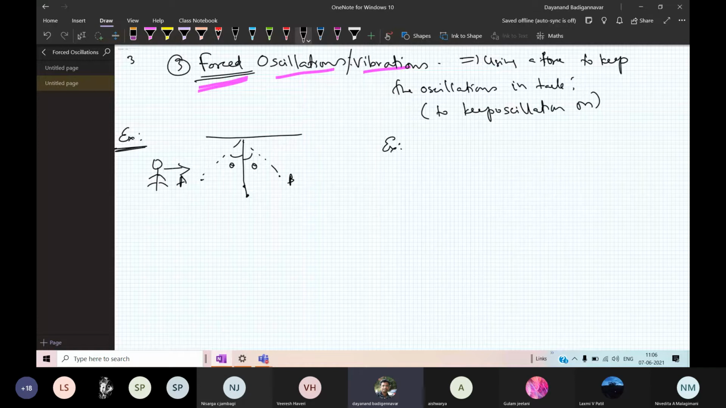Similarly, you can have a bridge on which the soldiers are marching.